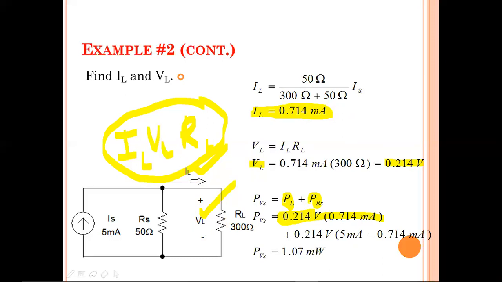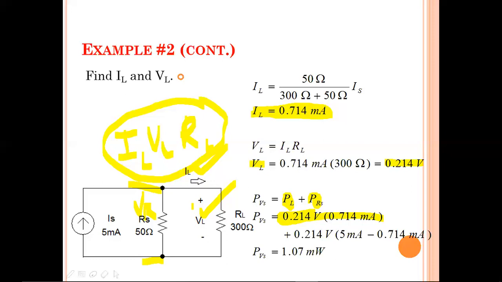Same for the power consumption by the internal resistance, that is RS, where the suffix S means source resistance. For finding the power in the internal resistance, you should again know the voltage across it, VRS. VRS is nothing but the same voltage VL appearing across this resistance RS. Why? Because the voltage in parallel is the same.